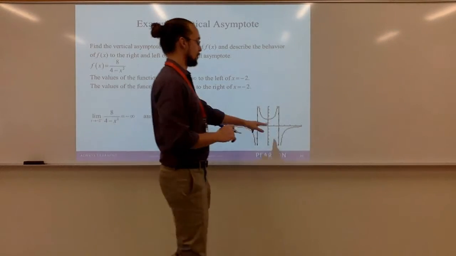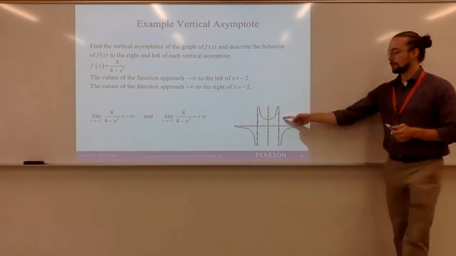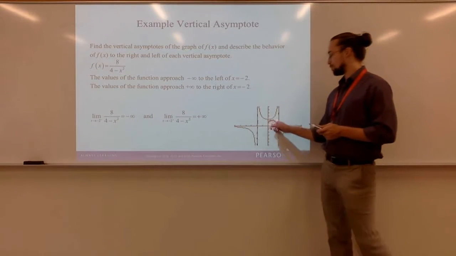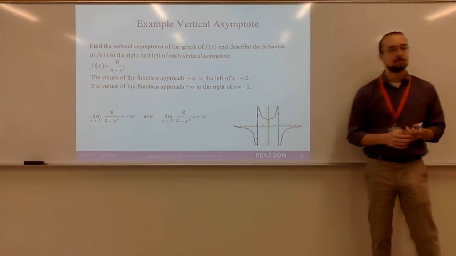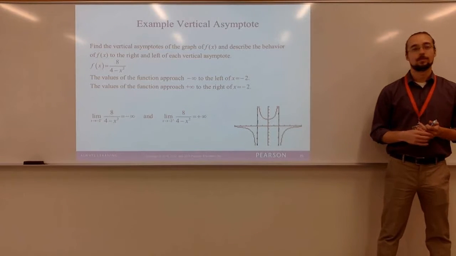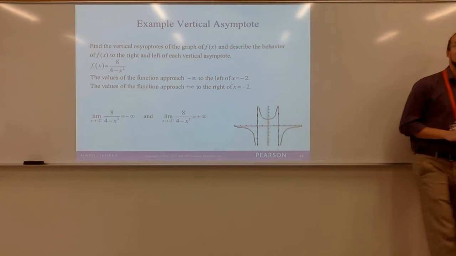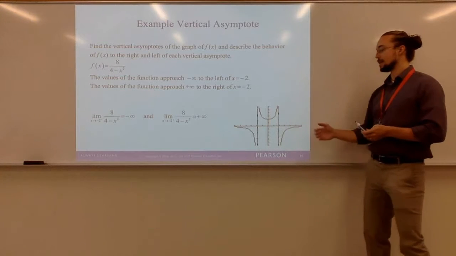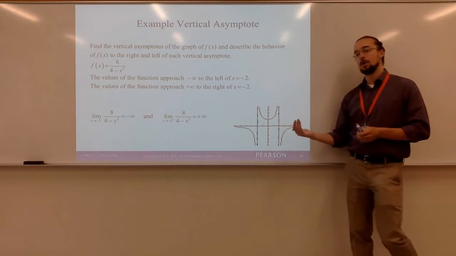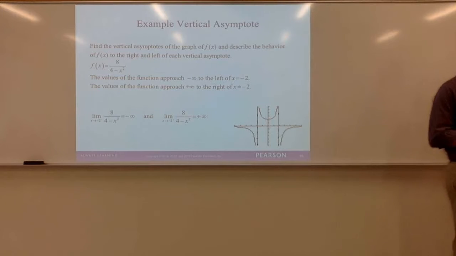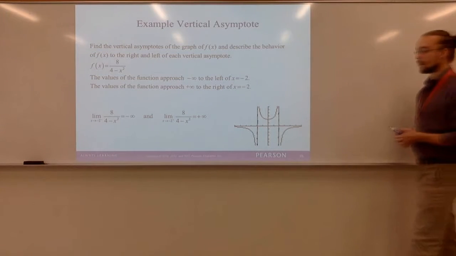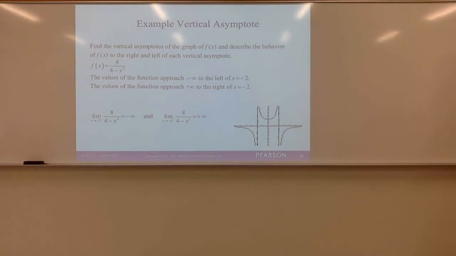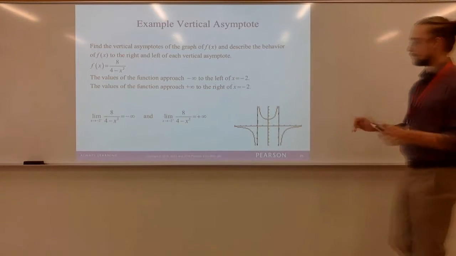What about over here? What if we wanted to talk about the same thing as we approach positive 2? What if I said the limit as x approaches positive 2 from the left? For this graph, that would be positive infinity. How about as x approaches positive 2 from the right? Negative infinity.